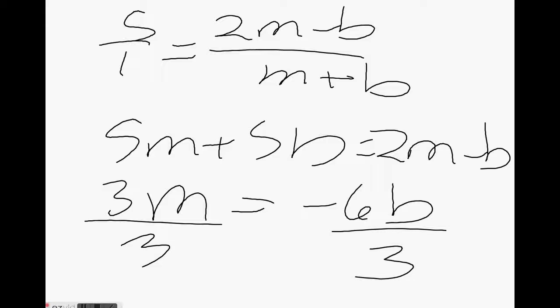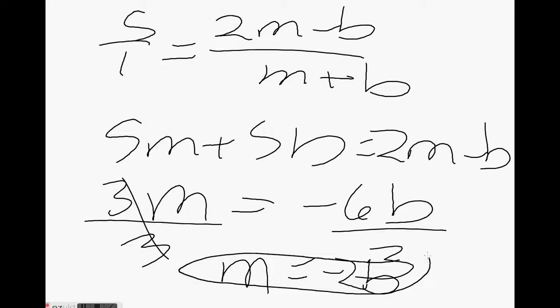And then we're going to divide both sides by 3, right? M equals negative 2b, I think, in the end. All right. That takes care of the first page. Let's move on to the second page.